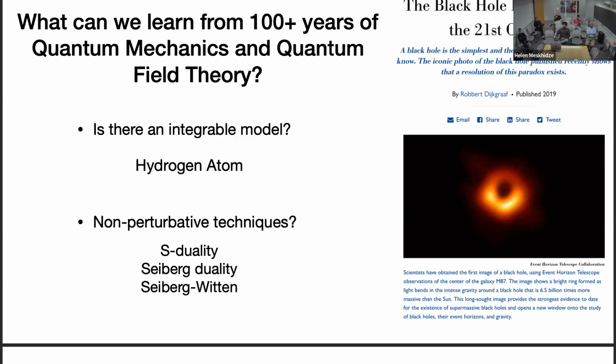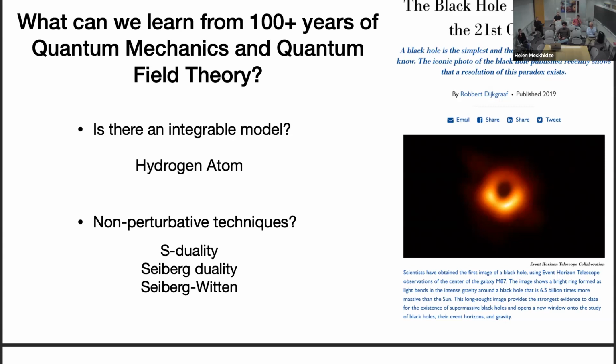So the question that I want to pose is, if black holes are the atom of the 21st century, can we follow in the footsteps of quantum mechanics and quantum field theory and try to develop similar tools in gravity? Some of the milestones in the development of quantum mechanics and quantum field theory is, of course, the discovery of the hydrogen atom, which is an integrable system. There is a solution in terms of known functions, and as we all learn in school, this is perhaps the only realistic system that can be solved exactly.